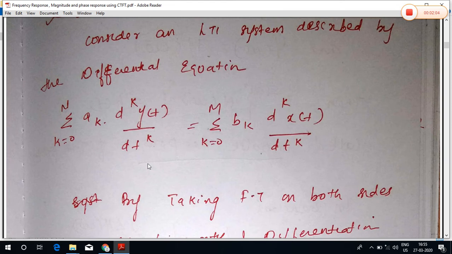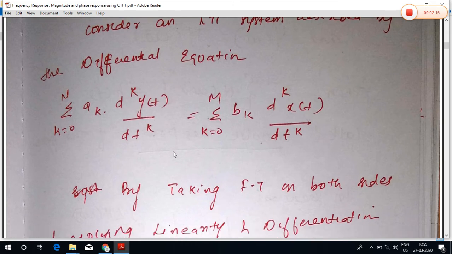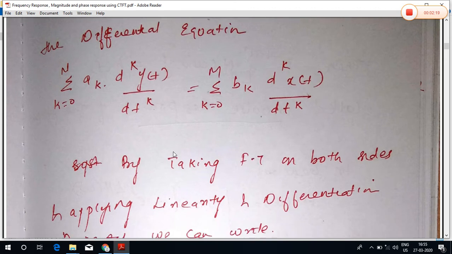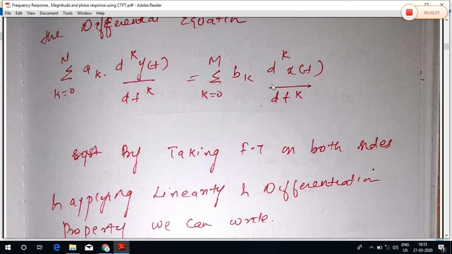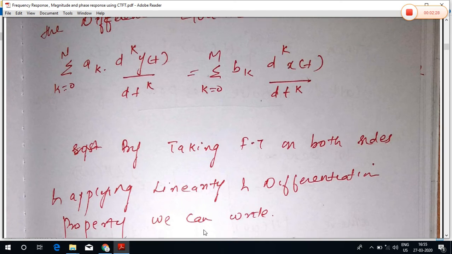So in order to solve this kind of an equation, this will be the form of question that you will be having. That is, you will be given a system of this form and how you have to solve it. That is what we are going to see. We'll first take the Fourier transform on both the sides of this equation, that is on LHS as well as on RHS. We'll take the Fourier transform, that is CTFT, and we'll apply the linearity and differentiation property.